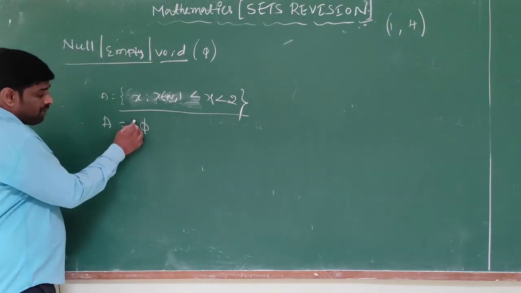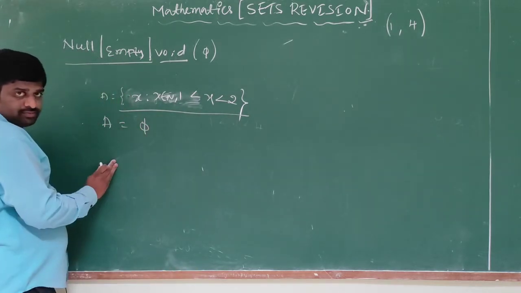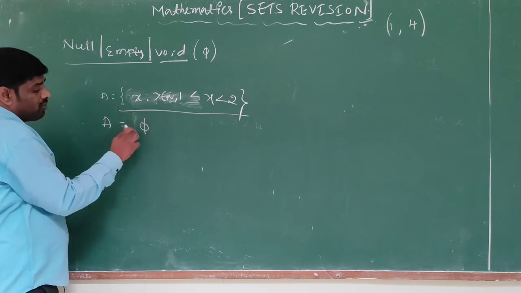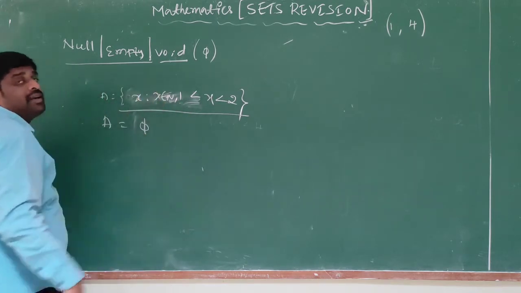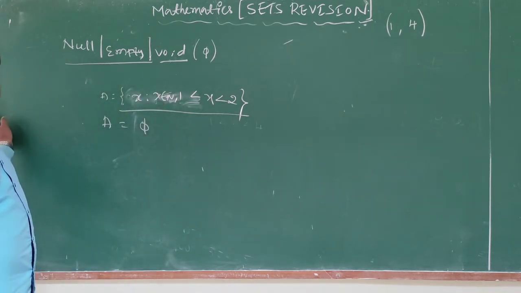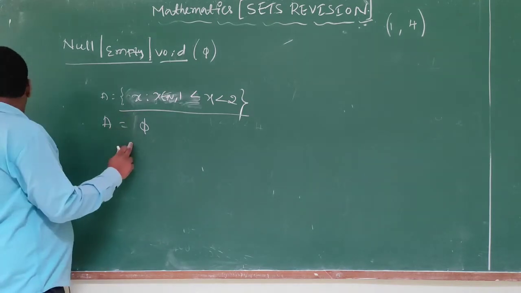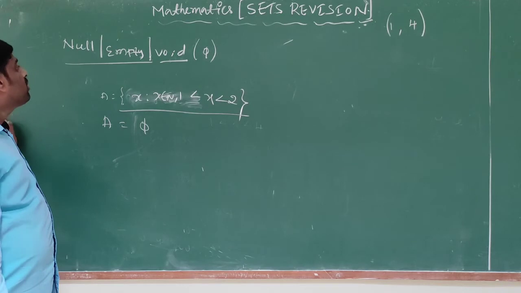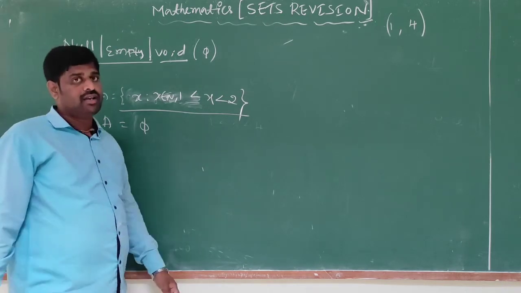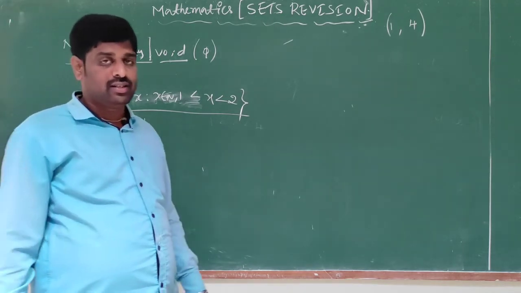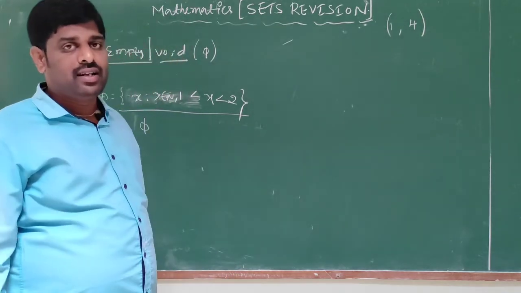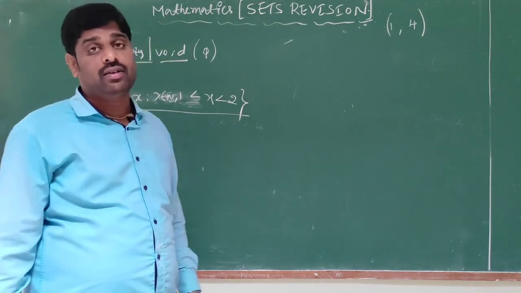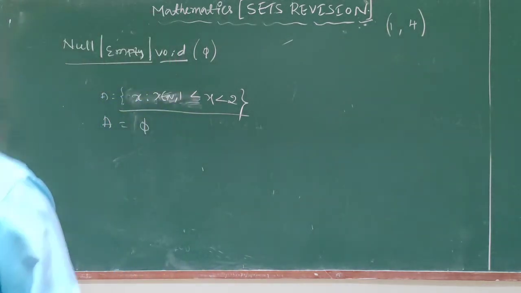Okay, for null don't put a bracket here. If you put a bracket, that means it contains an element. A is equal to null. Okay, so this is called null set or empty set or void set. So empty set means the set containing no element is called empty set.